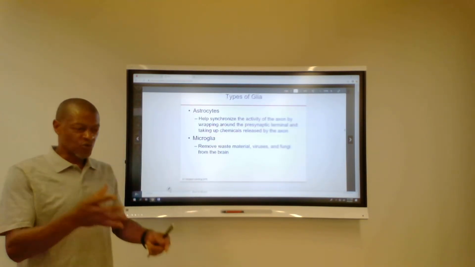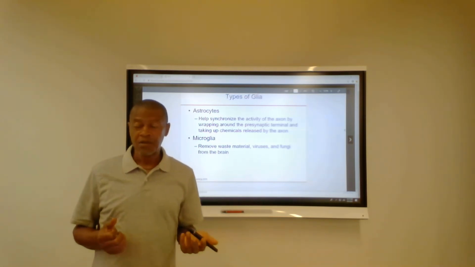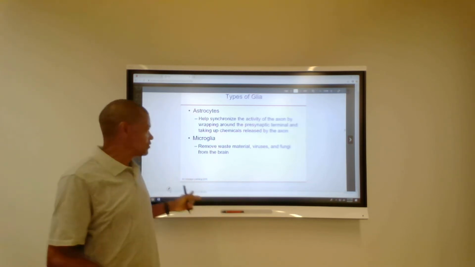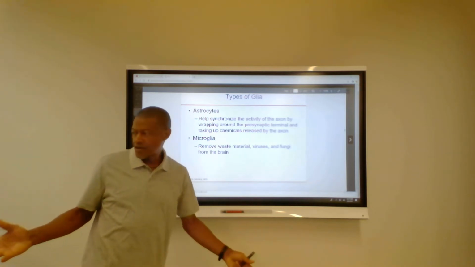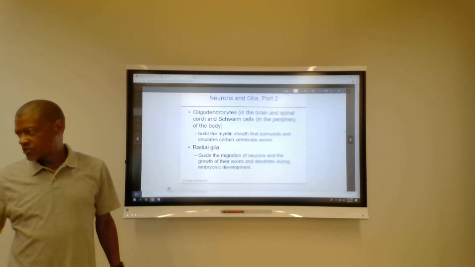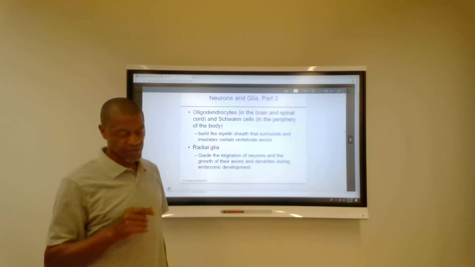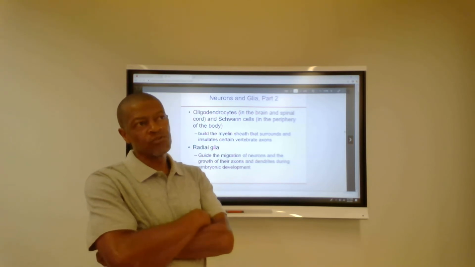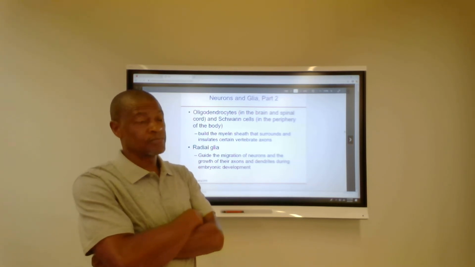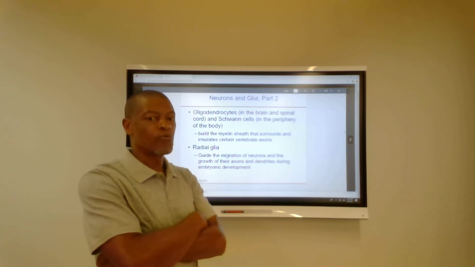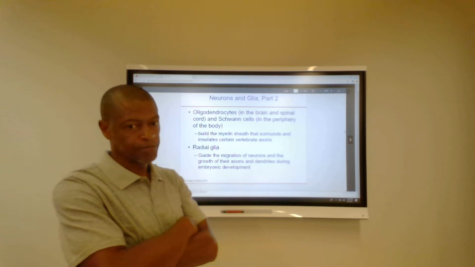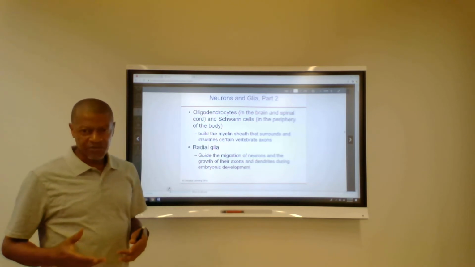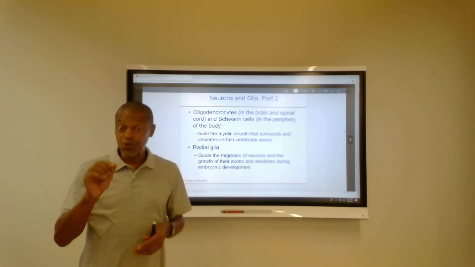Microglia, they help to absorb debris. If you had a stroke and your brain now needs to be cleaning those cells up, so microglia help to do that. So waste material, viruses, fungi. And again, we just talked about Schwann cells and oligodendrocytes. And you notice, these are the two cells that produce myelin. Oligodendrocytes produce the myelin in the central nervous system. Schwann cells produce the myelin in the peripheral nervous system. We'll go over those systems a little later on. Radial glia are cells that help out during embryonic development. So again, these are all supportive type cells and not neurons themselves.